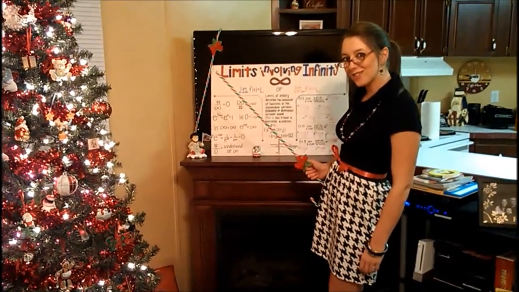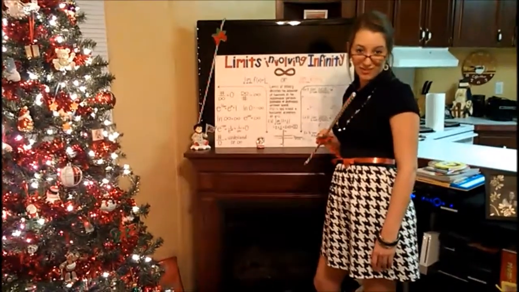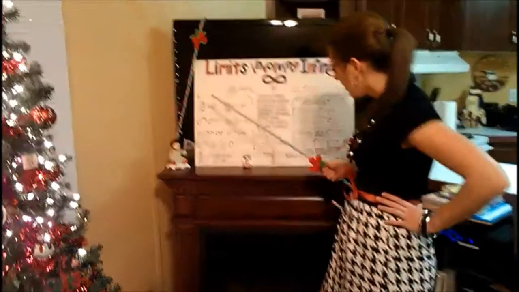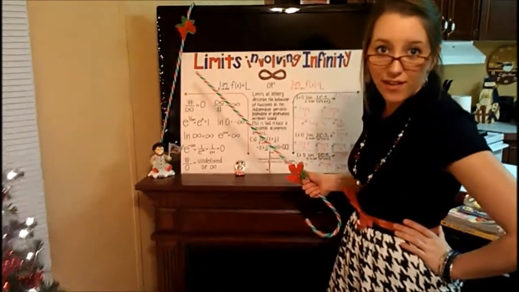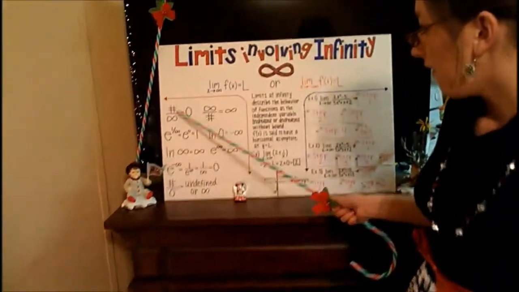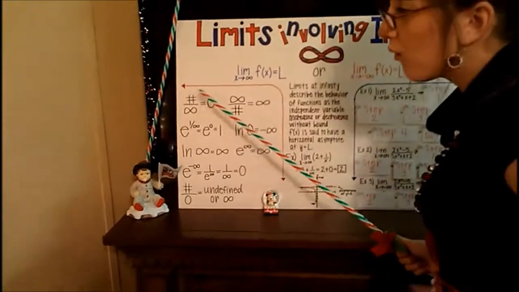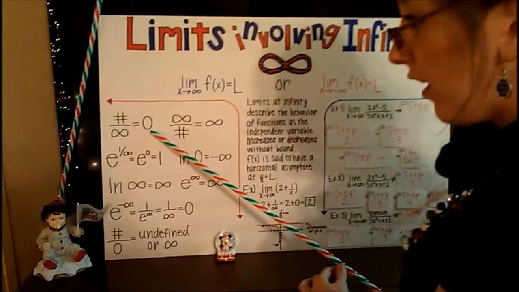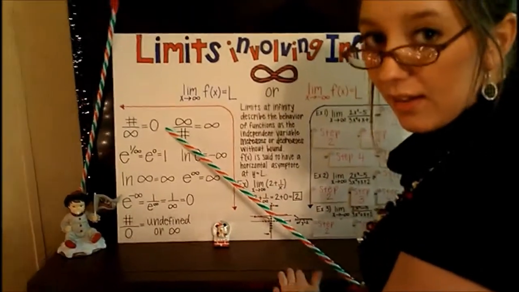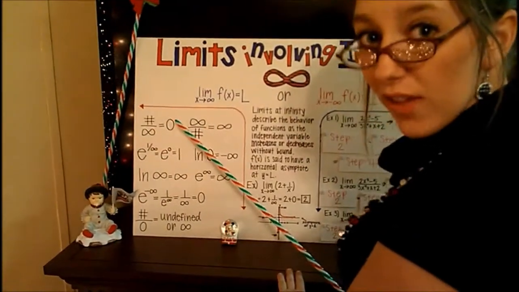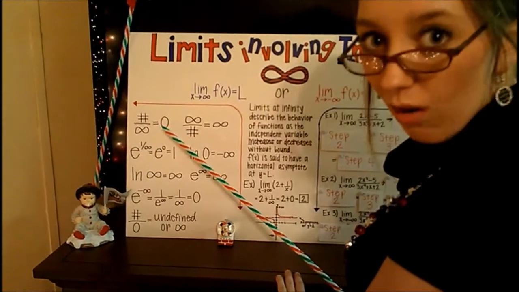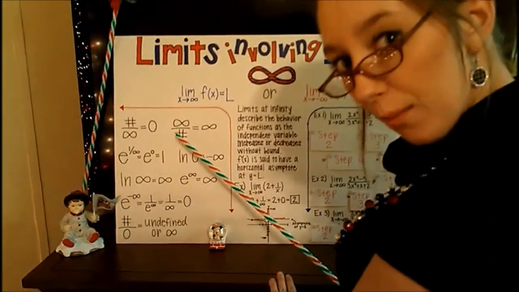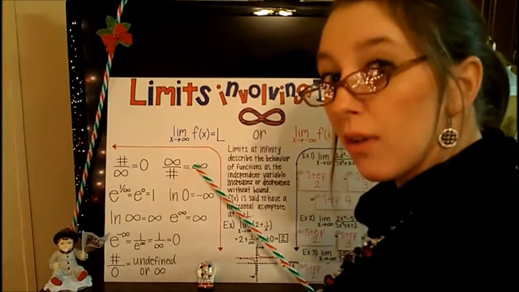Welcome back, folks. I'm going to tell you about some limit theorems involving infinity, of course. Any number over infinity is equal to 0. If you apply the limit and it has a number over infinity, it's 0. And infinity over any number is equal to infinity.